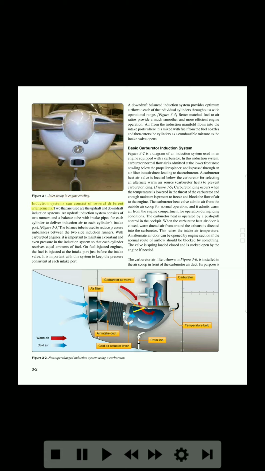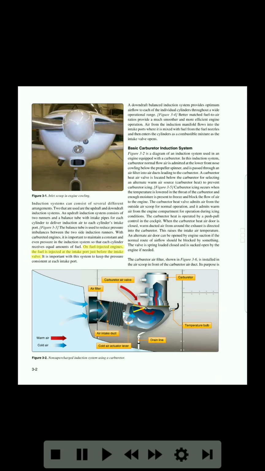Induction systems can consist of several different arrangements. Two that are used are the updraft and downdraft induction systems. An updraft induction system consists of two runners and a balance tube with intake pipes for each cylinder to deliver induction air to each cylinder's intake port. Figure 3-3. The balance tube is used to reduce pressure imbalances between the two-side induction runners. With carbureted engines, it is important to maintain a constant and even pressure in the induction system so that each cylinder receives equal amounts of fuel.